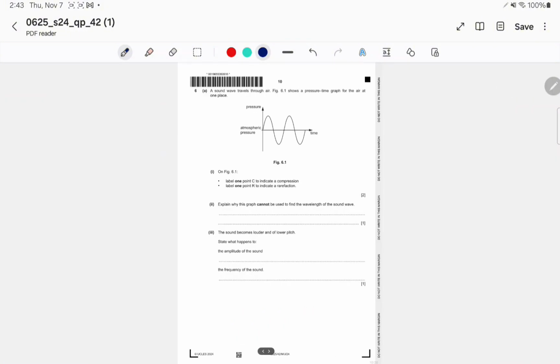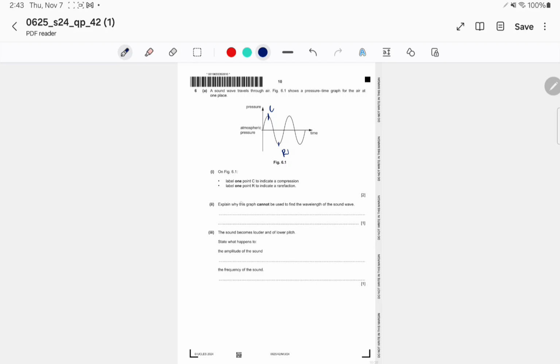Okay, next question. Sixth question: a sound wave travels through air and shows a pressure time graph for air at one place. Label one point C to indicate compression and one point R to indicate rarefaction. Here is the compression part, this is C, and here is the rarefaction part. Very simple question, 2 marks.